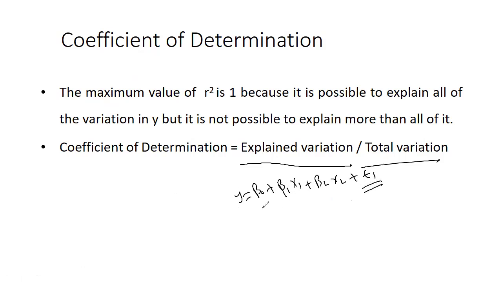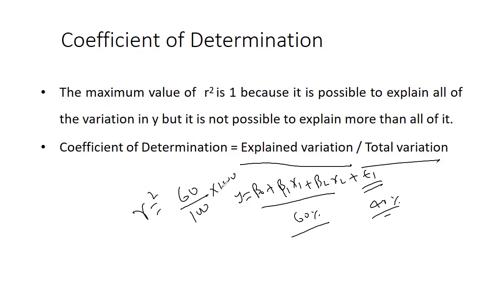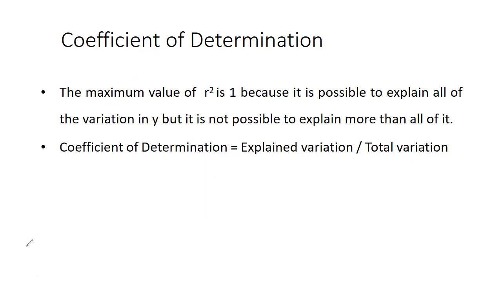So, for example, this 60% is the explained part, and 40% is the unexplained part. So, R square, how will you calculate? Explained upon the total variation 100, and then the R square value is 60%, or R square equal to 0.6. You can convert it into a percentage also. So this is the formula to find the coefficient of determination: explained part over total.